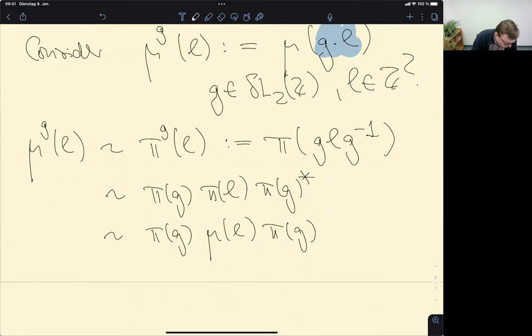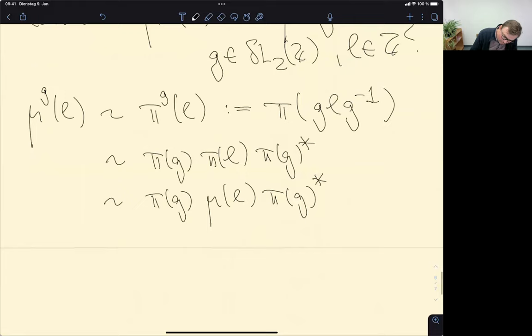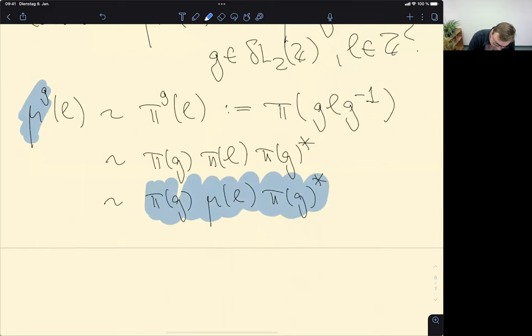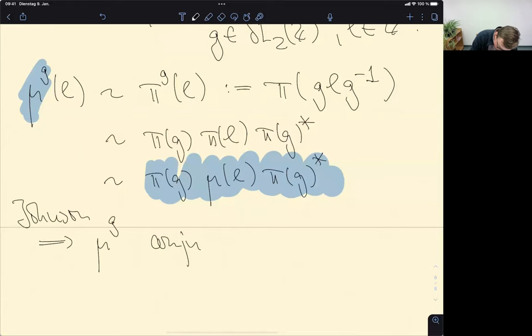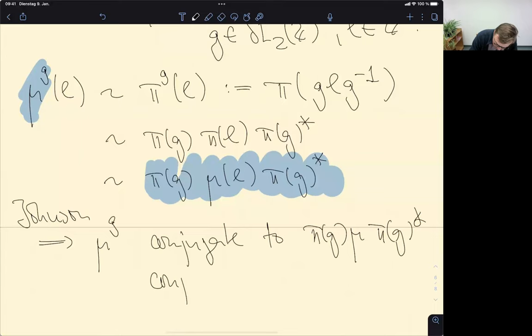And what you see from this whole computation is that this representation mu g, the conjugate of mu by g, is close to a conjugate of the representation mu. All right, so that's what the computation gives you. I had to be very careful because pi, which we used in the middle, was only an epsilon representation. And so that means that by the result of Johnson on deformation rigidity, mu of g is conjugate to pi of g mu pi of g star, and hence conjugate to mu, right?